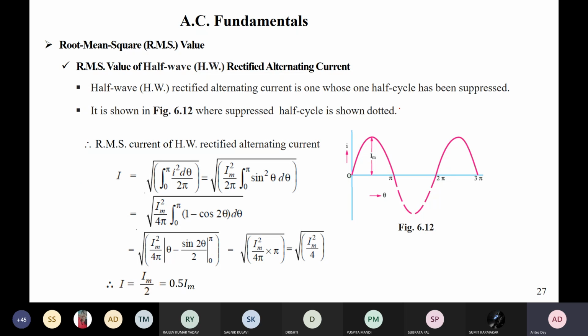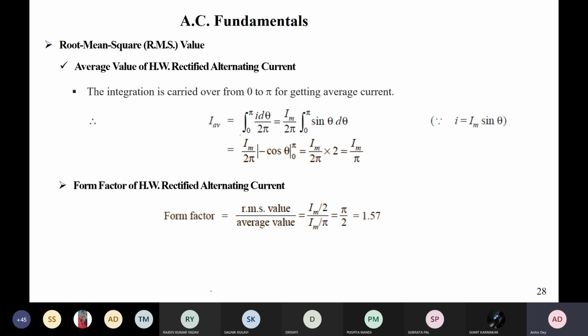So this is the root mean square value for the half wave rectified alternating current. Here the negative half cycle won't be present, but when we divide, we should divide with 2 pi. So we integrate from 0 to pi, then pi to 2 pi will be 0 anyway. So we write 0 to pi of i square dt, and divide not by pi but by 2 pi. If you solve this, your RMS value turns out to be 0.5 Im, or Im by 2.